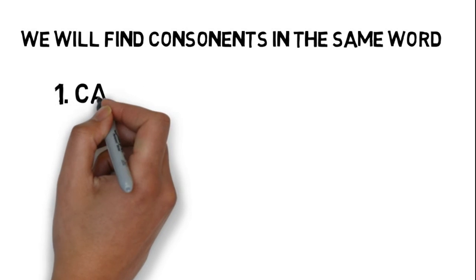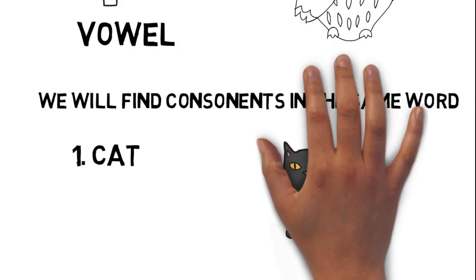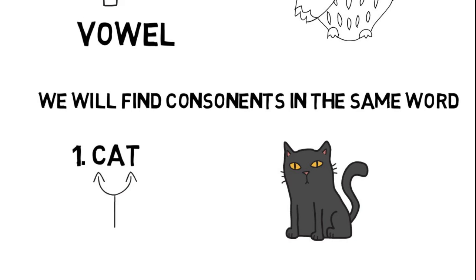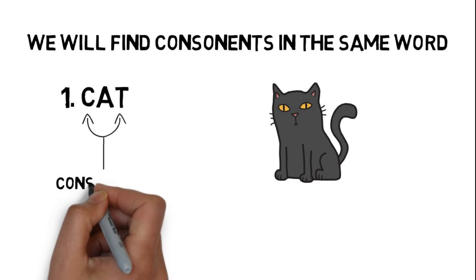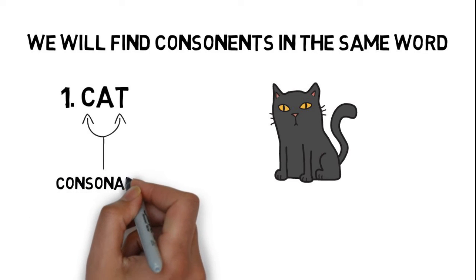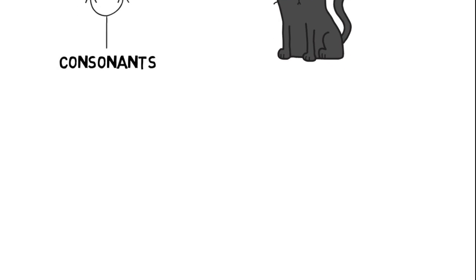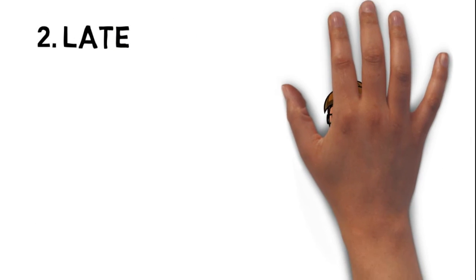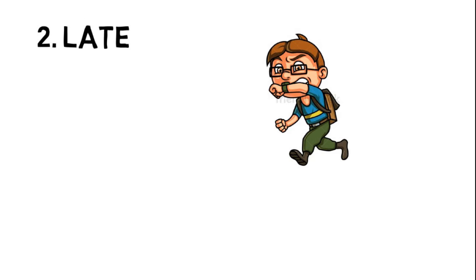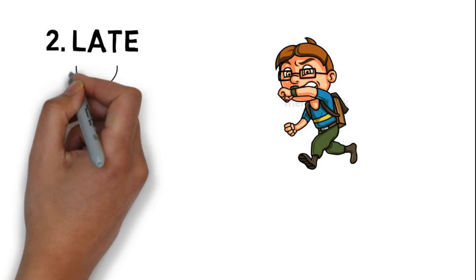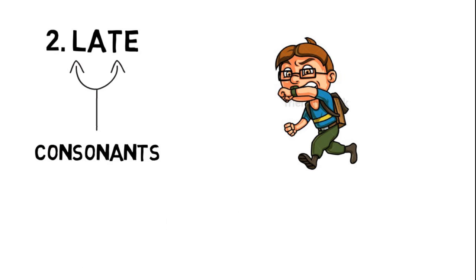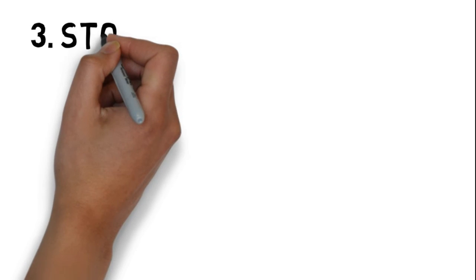Number 1. C-A-T, cat. Now the letter C and letter T both are considered as consonants. Number 2. L-A-T-E, late. Now the letter L and T are considered as consonants.